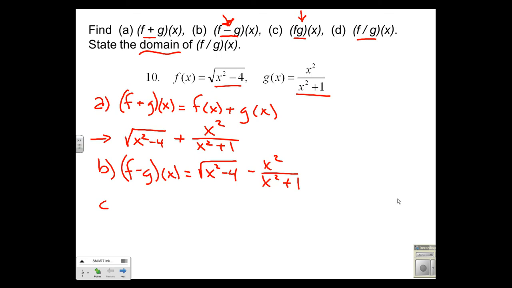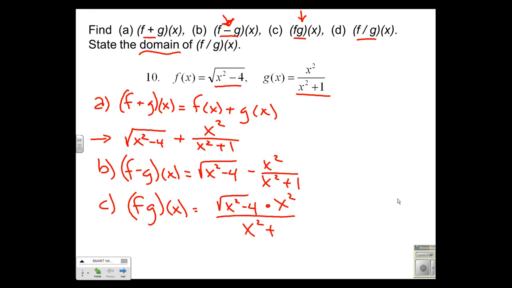So here is multiplication. F g of x, or f times g of x, is the product of the two. So that would be the square root of x squared minus 4 times x squared, all on x squared plus 1. So yeah, that's much, much harder. Of course it's not. Very, very simple. Now, granted, this is a problem that's just not going to simplify out nicely. If there was some simplifying that looked reasonably easy, we would go ahead and do that.